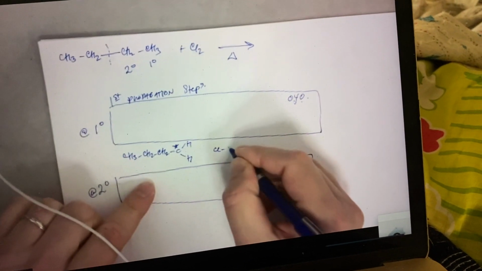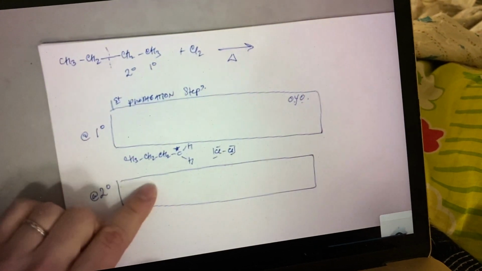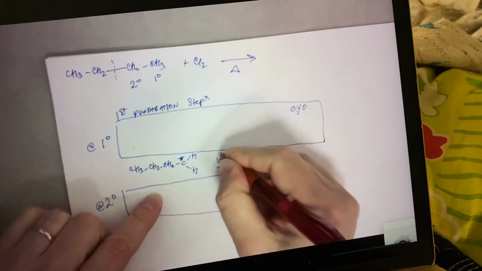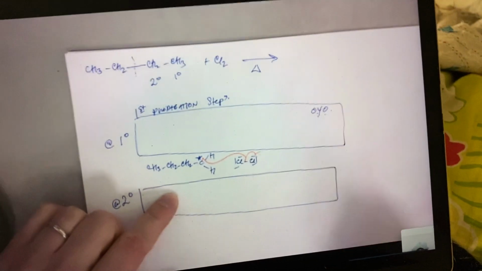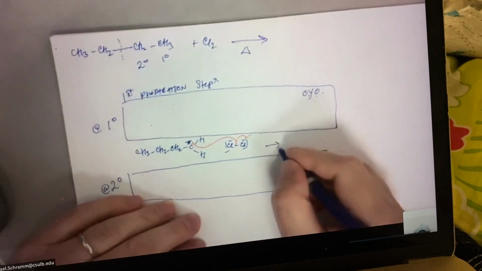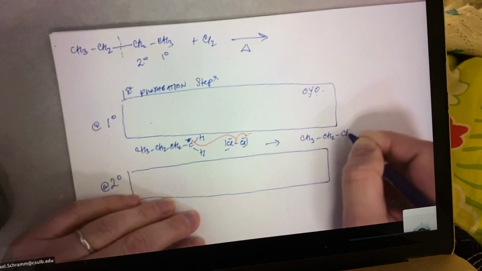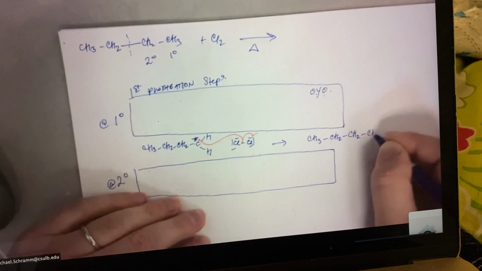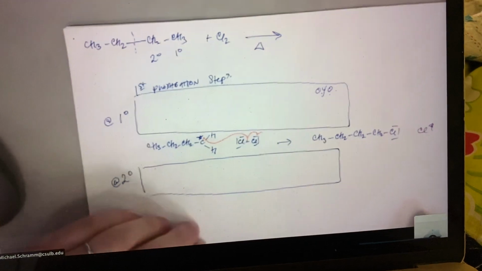And in the second step of the propagation, we know mechanistically that we need one electron here, and this gets us to our product at the primary position, and we regenerate a Cl radical.